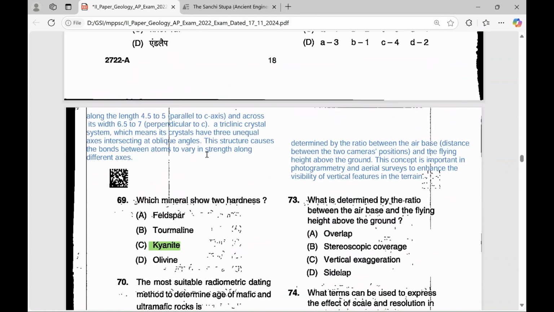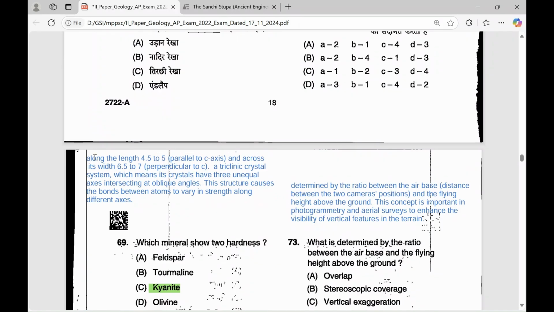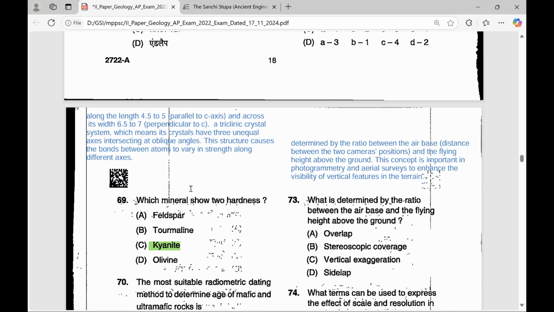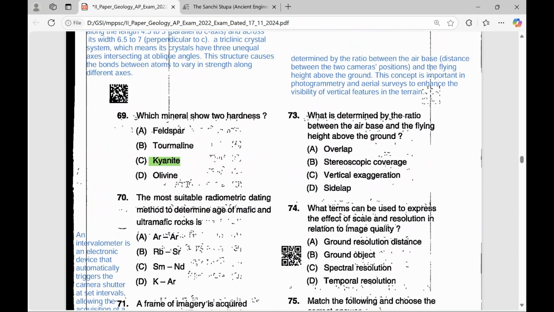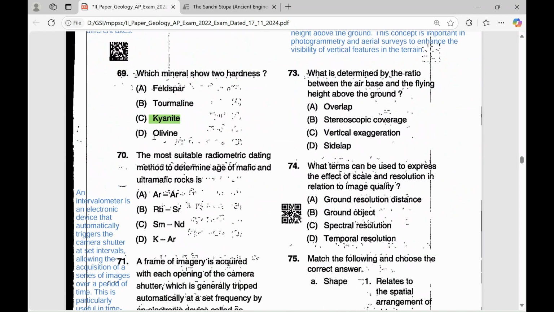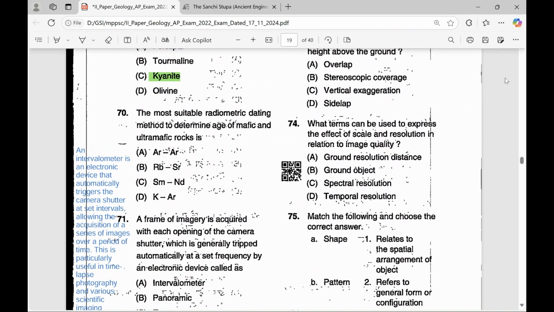Why kyanite? I've already written here. Kyanite along the length has 4.5 to 5 hardness, which is parallel to the c-axis, and across the width their hardness increases, ranging between 6.5 to 7, perpendicular to the c-axis. Okay, so it's a triaxial crystal system, obviously, which means its crystals have unequal axes, and the angles are also not equal. So this structure causes the mineral to have different strength in different directions.